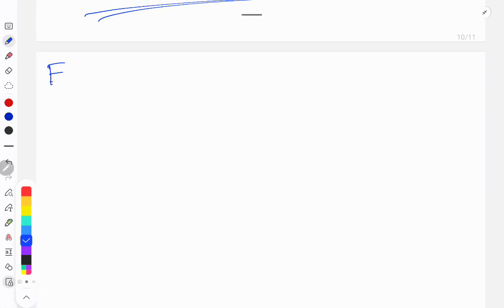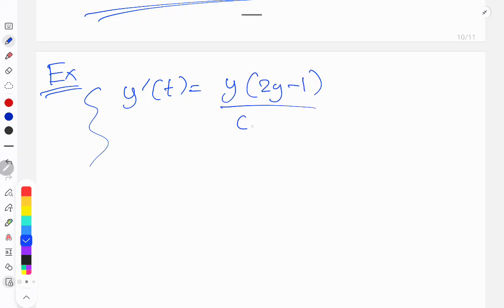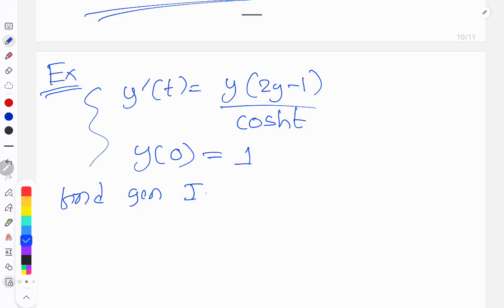So the exercise is: you have y dash of t equals y(2y minus 1) cos hyperbolic t. This is a cos hyperbolic function, it's not cos. Your question is to find the general integral and solve the Cauchy problem. You have a differential equation and an initial condition, so you can solve the Cauchy problem as well.